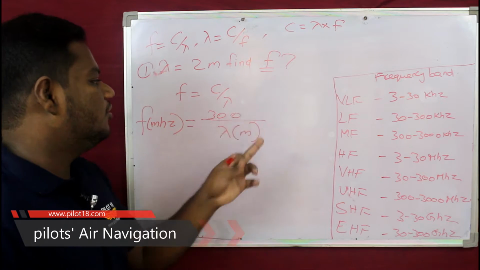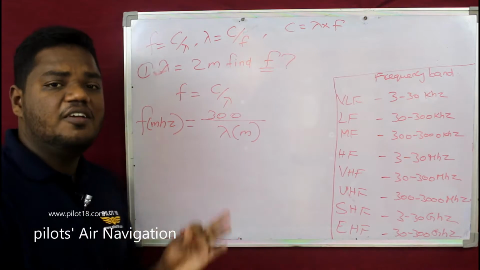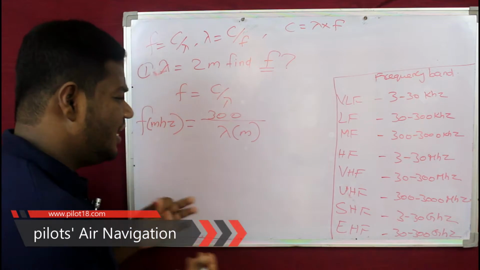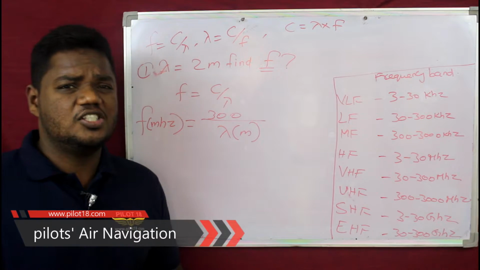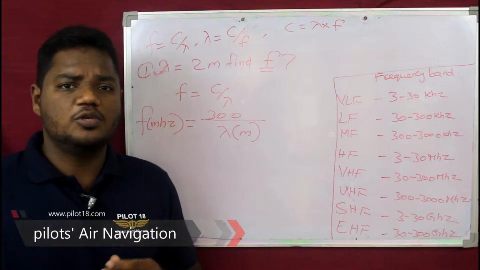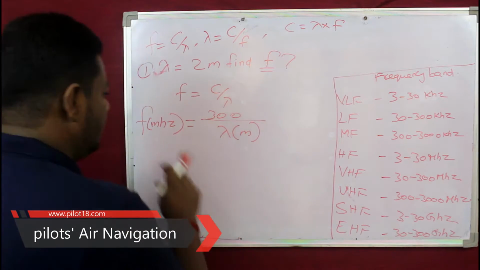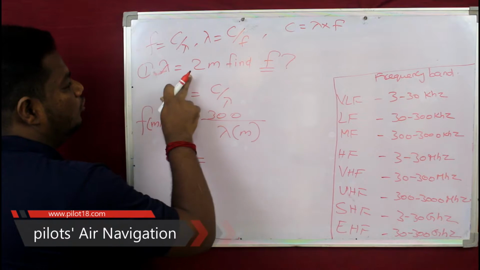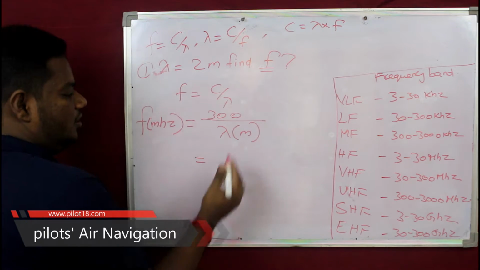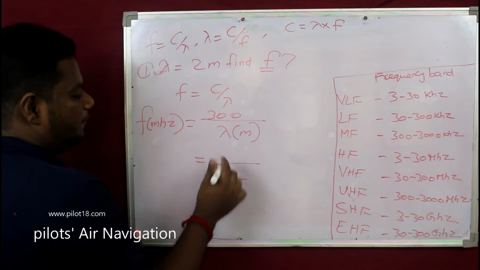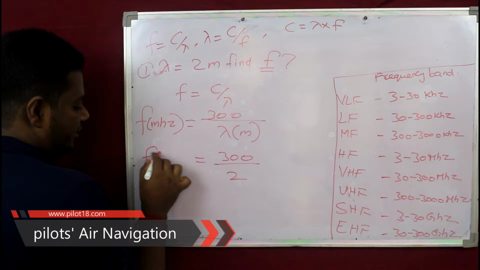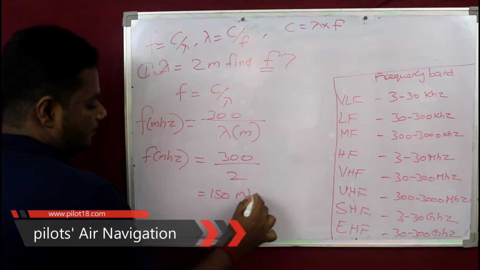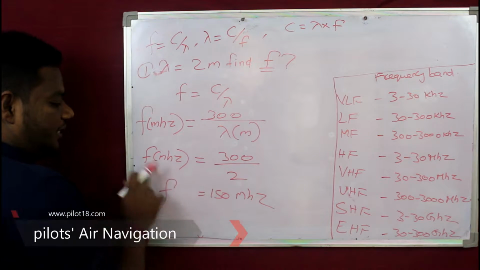If you keep 3 into 10 to the power 8, then you have to keep hertz, which adds a lot of zeros, makes the problem more complicated, and there are chances of mistakes. If you miss one zero, the answer will come out different. So meter, megahertz, 300. Lambda is 2 meter, so you just put 2 here, 300, and frequency in megahertz. What answer will you get? 150 megahertz. Frequency is 150 megahertz.